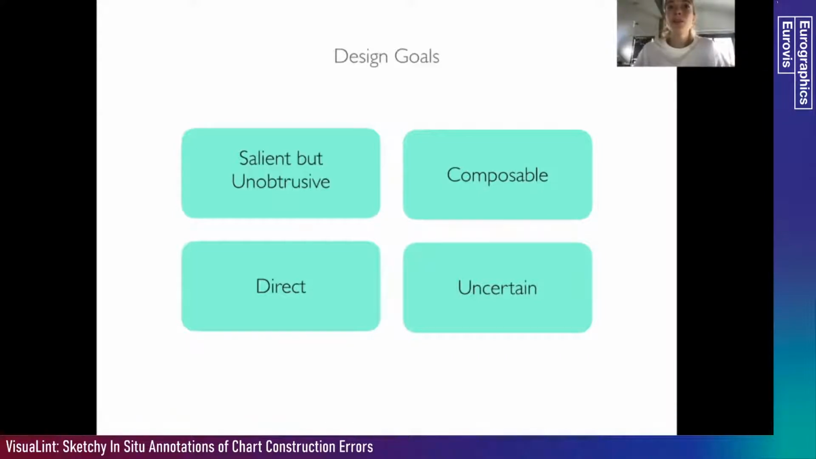Composable. Unlike spell check, where there's only one reason a word may be underlined, it's spelled incorrectly, there may be a multitude of errors on a single visualization. Thus, our design must offer a composable visual vocabulary for displaying errors.